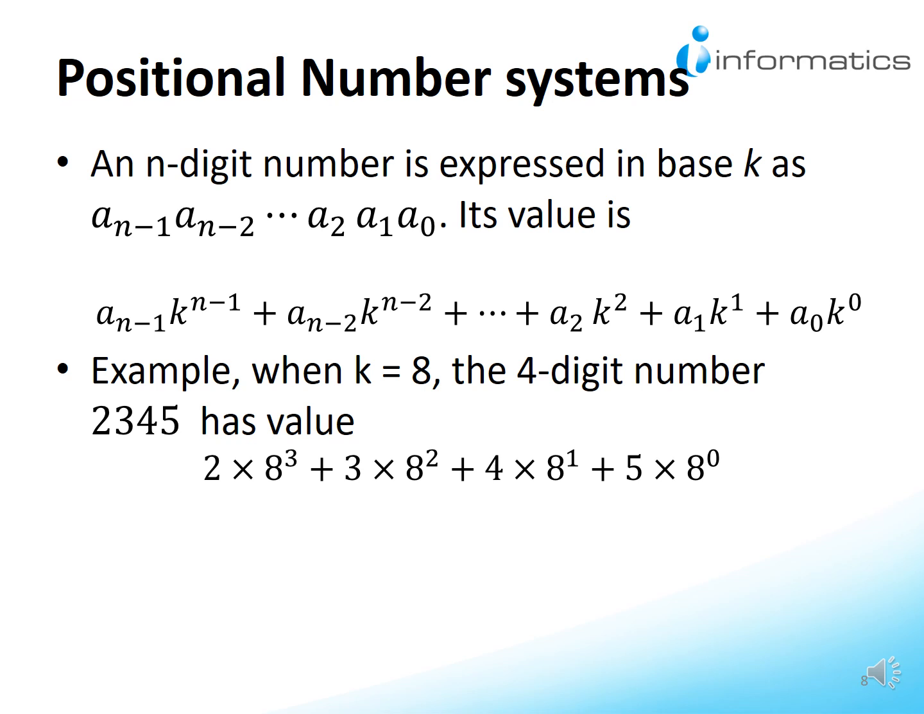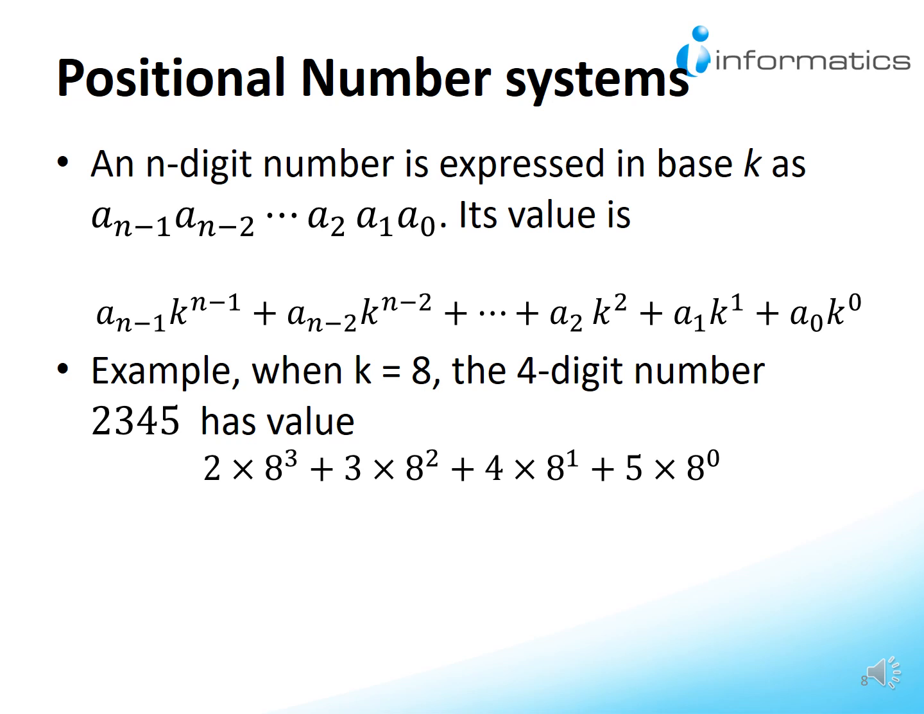In lesson 1, we also introduced the positional number system. Consider an n-digit number in a system of base k. And n-digit means what? You have A0, A1, A2, up to An minus 2, An minus 1, where A0 is the least significant digit and An minus 1 is the most significant digit. For this n-digit number, the value will be An minus 1 times k to the power n minus 1, plus An minus 2 times k to the power n minus 2, and so on and so forth.